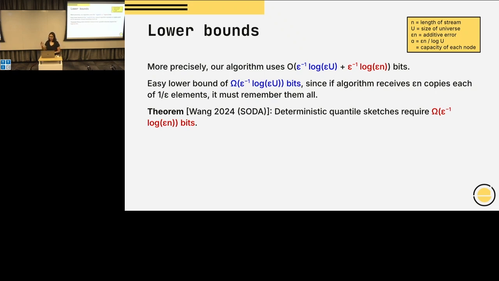Basically, if you have an algorithm that receives epsilon n copies of each of 1 over epsilon elements, you have no choice but to remember them all. So there's 1 over epsilon distinct elements, and you receive each one epsilon n times. If you ask all the quantile queries in order, you need to be able to recover all of them. So there's nothing you can do to get around epsilon inverse times log u. There's a log epsilon u here because if you're more careful, that's what the true bound is, but it doesn't really matter.